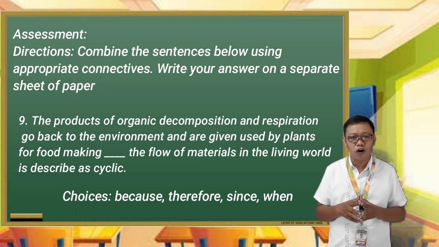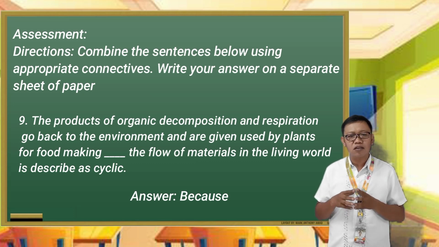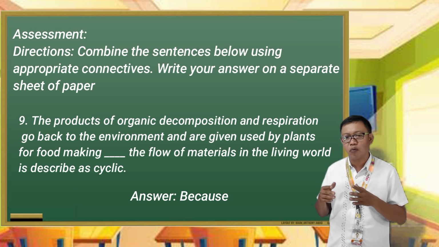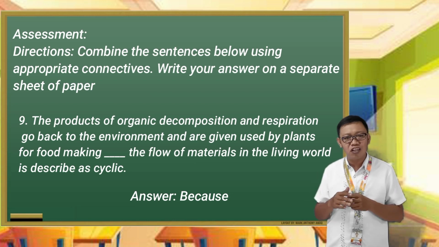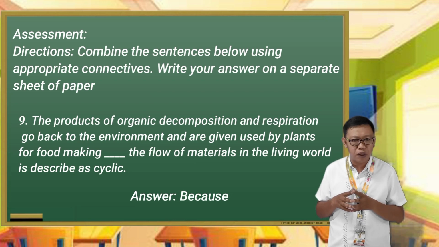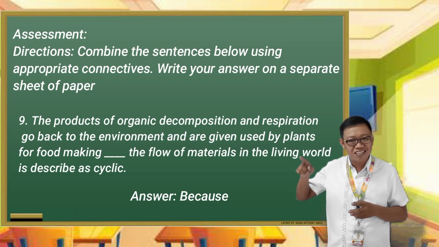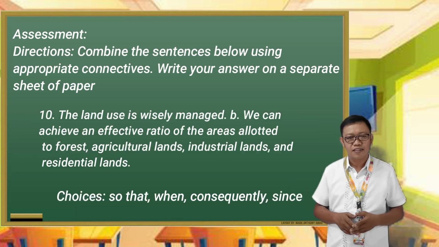The answer is the word because. May I read? The products of organic decomposition and respiration go back to the environment and are given use by plants for food making because the flow of material in the living world is described as cyclic.